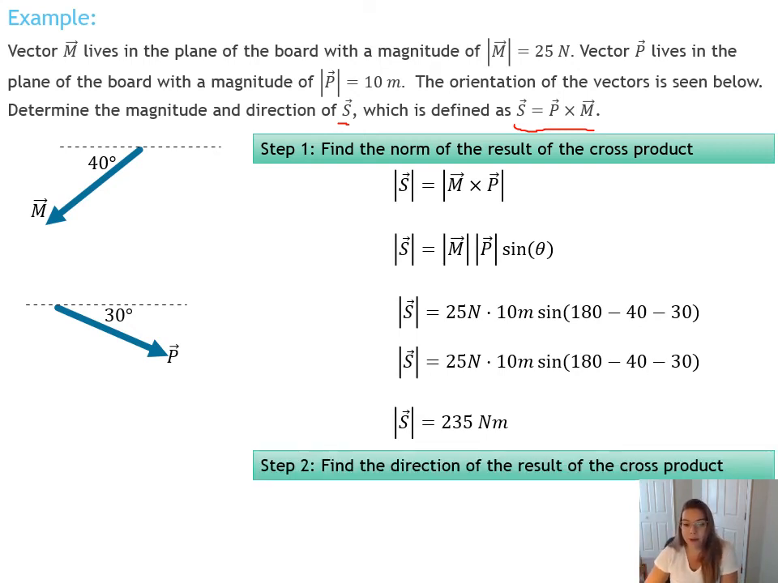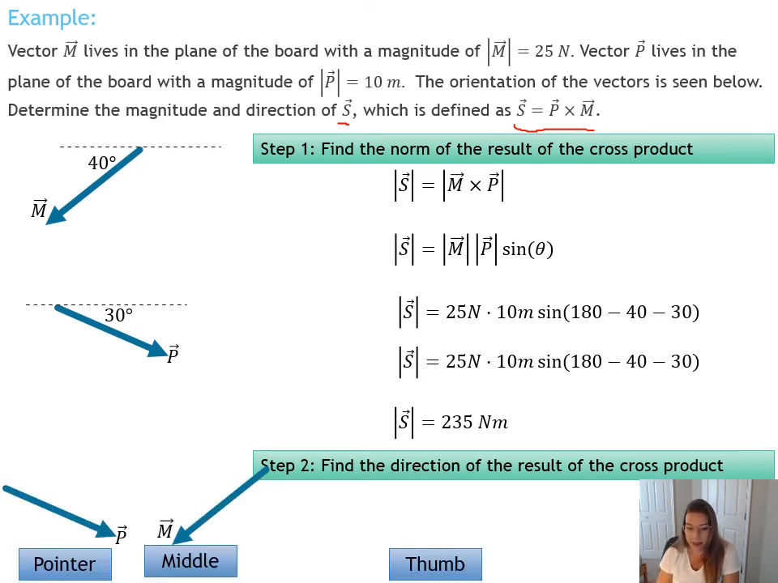The thing that's different though, let's be careful when we find the direction of the result of this cross product. This time it's P crossed M. So that means P is your pointer finger and M is your middle finger. This one is harder to do. So we need P to be going down and to the right, and you need M to be going down and to the left. This time, my thumb is pointing into the board. And so vector S points into the board. So it has a norm of 235 Newton meters, but it points into the board.